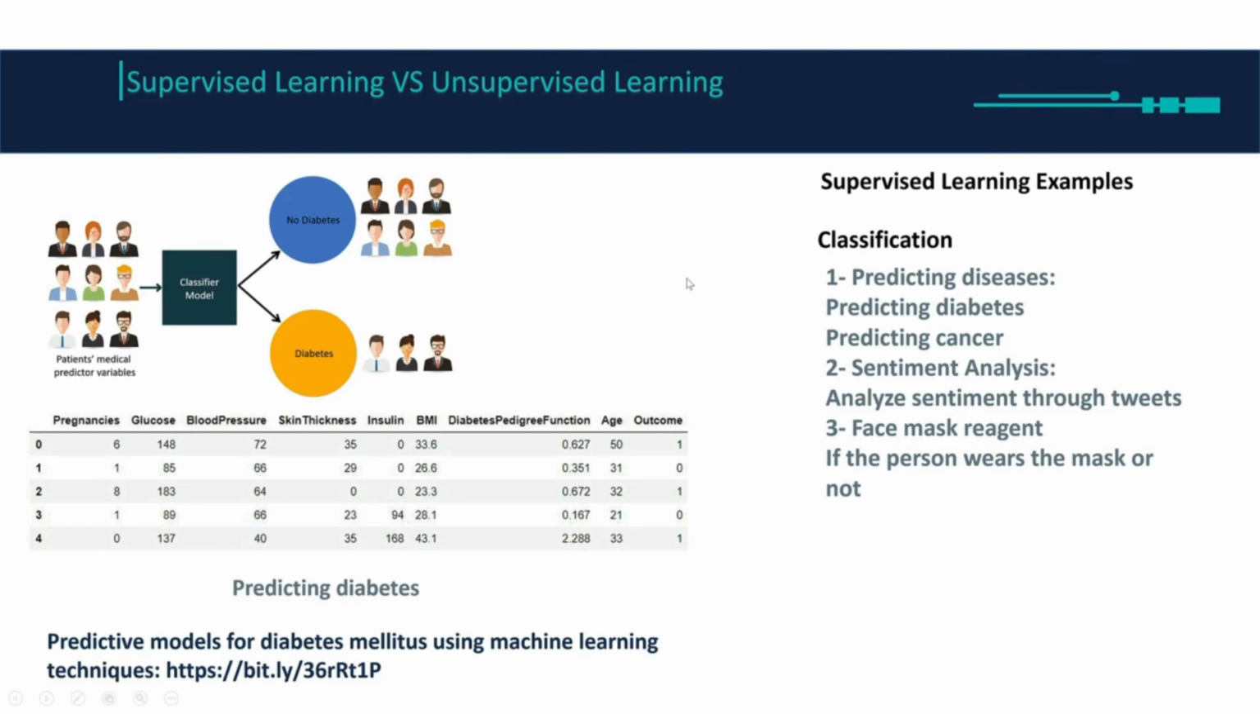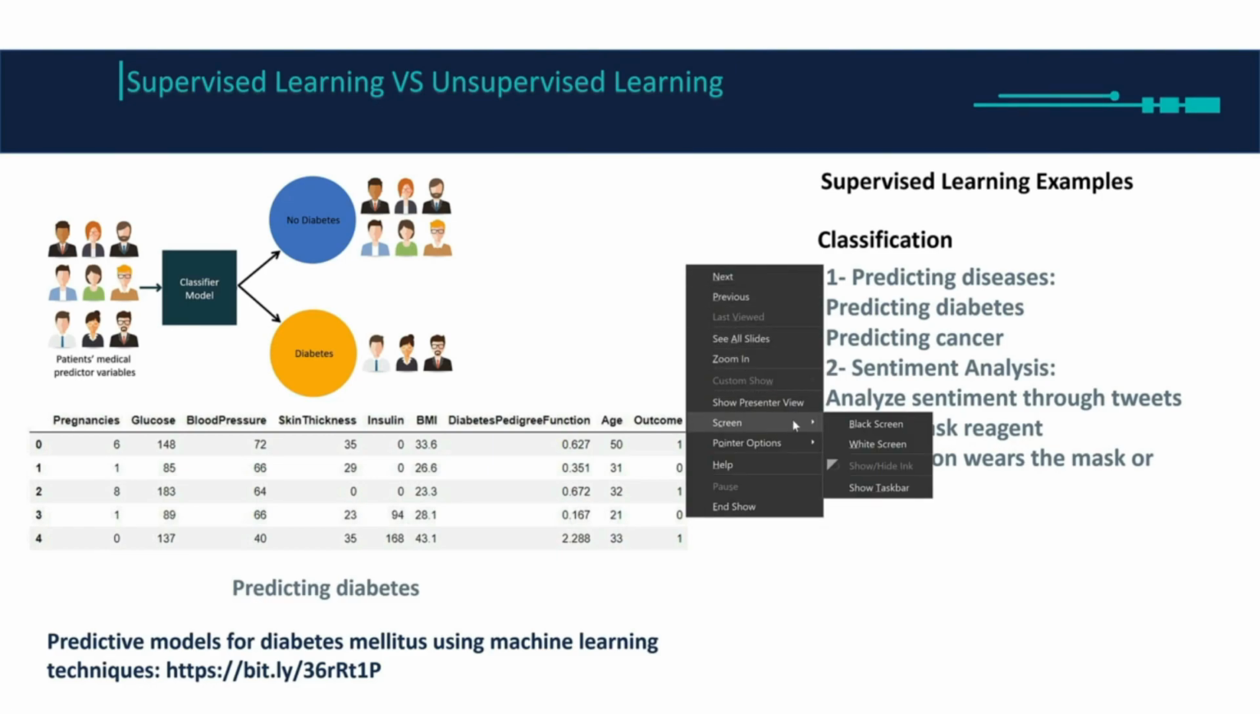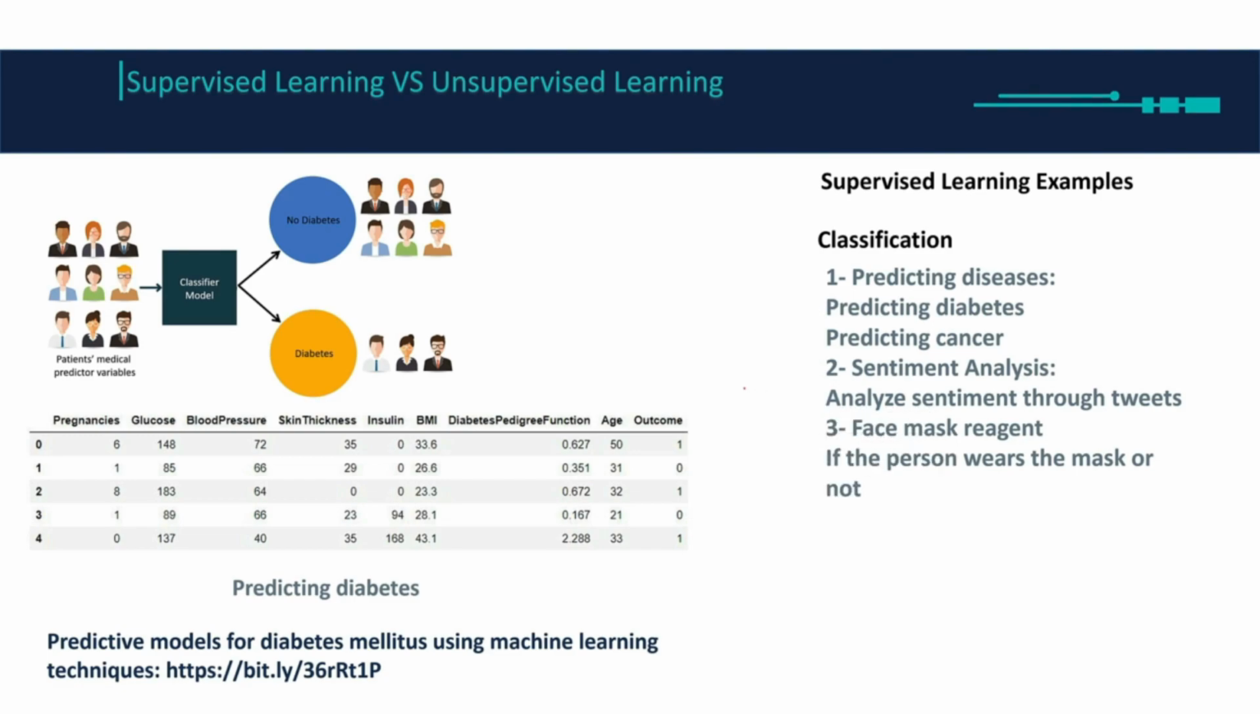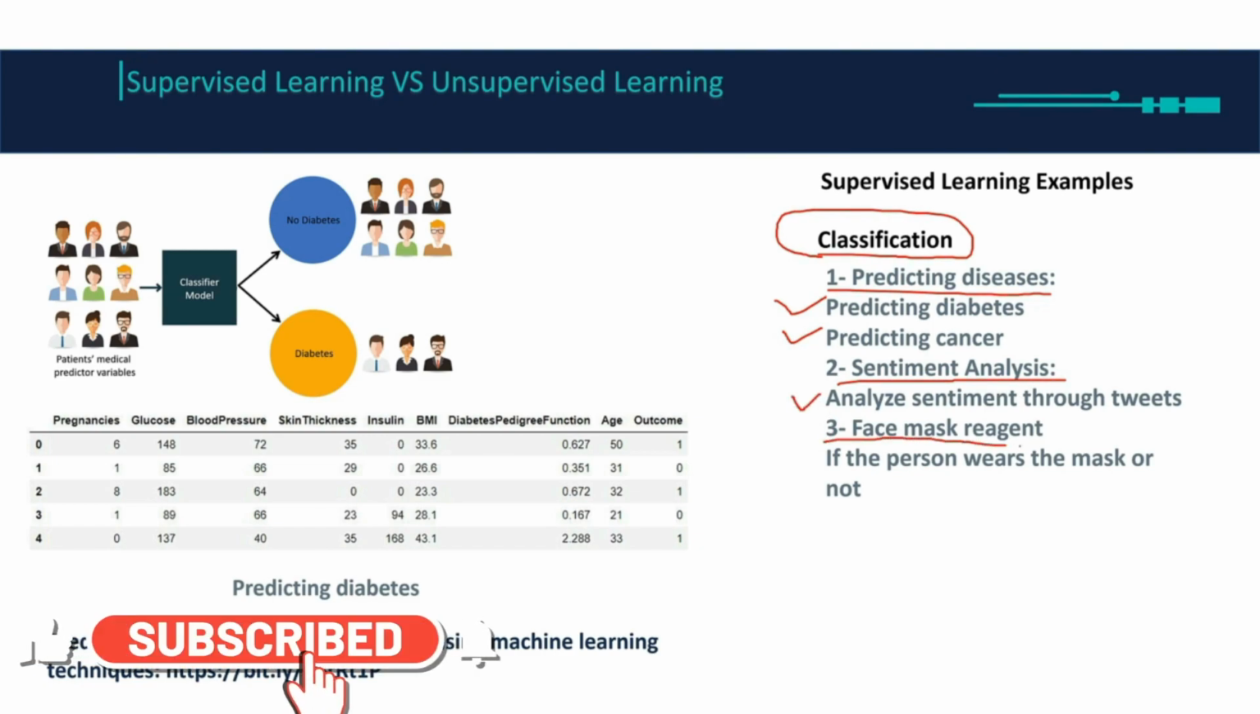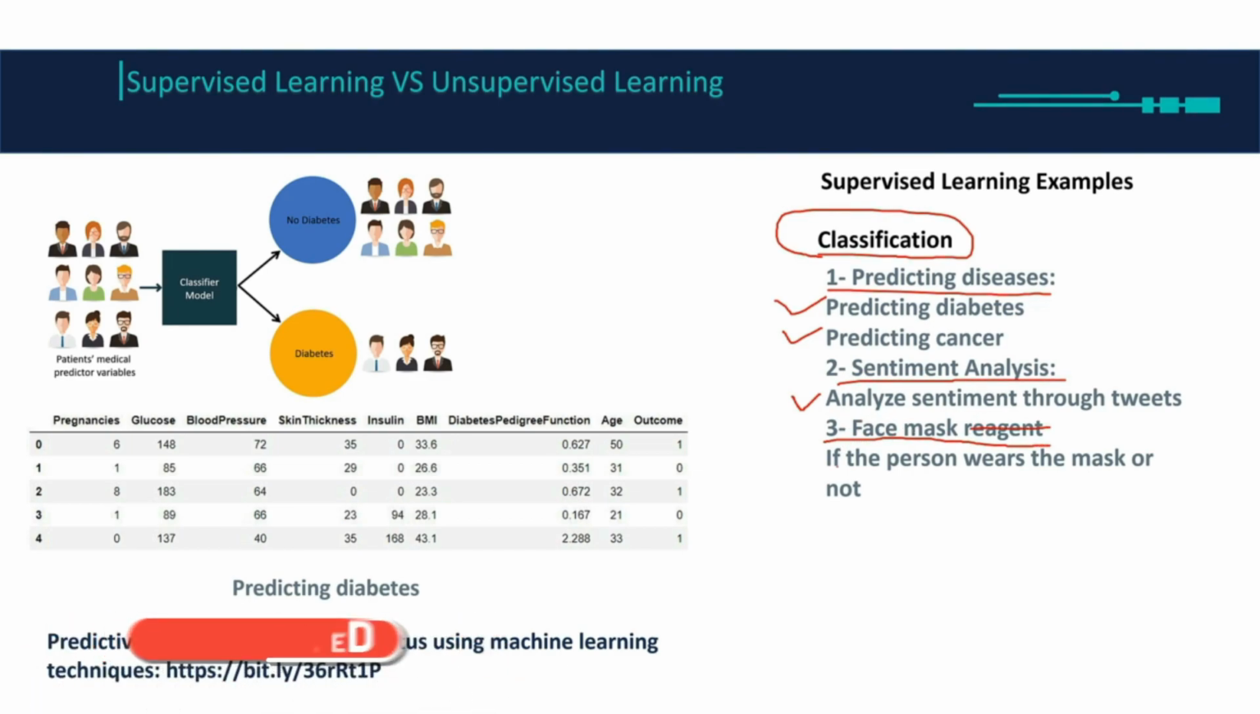So in this video, we're going to take more examples about supervised learning. In the classification section, which is predicting diseases, we're going to take an example of predicting diabetes and predicting cancer. Then we're going to take something called sentiment analysis, and the example is analyzing sentiment through Twitter tweets. And the last example is going to be a face mask detector, which means detecting if the person is wearing a mask or not.